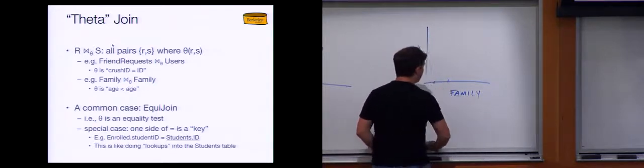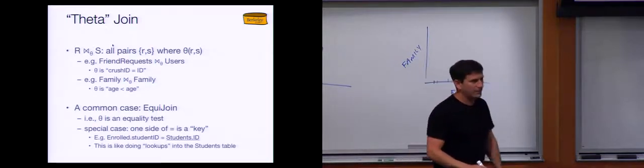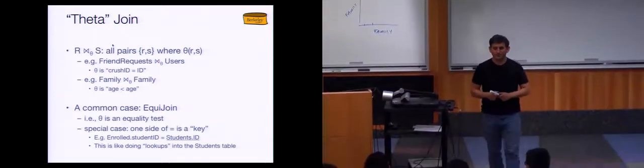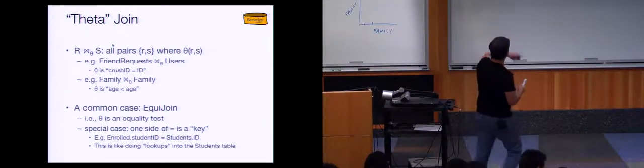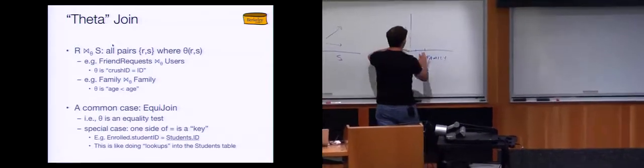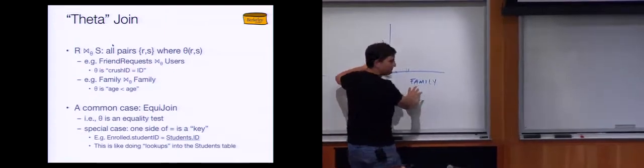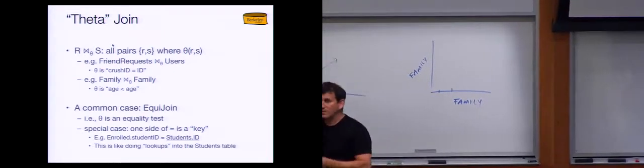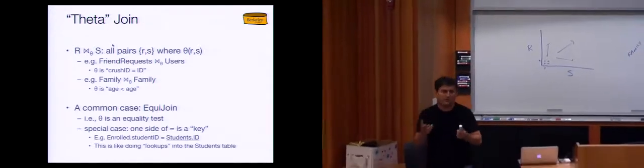I list them on both axes, and I want to mark the places in this grid where one family member is younger than the other. So the predicate here is age is less than age. Let's say that this is the left-hand family and this is the right-hand family in that expression. We're just comparing family members with themselves. We're treating it as if it's two different sets, but it's really just this one set used twice.